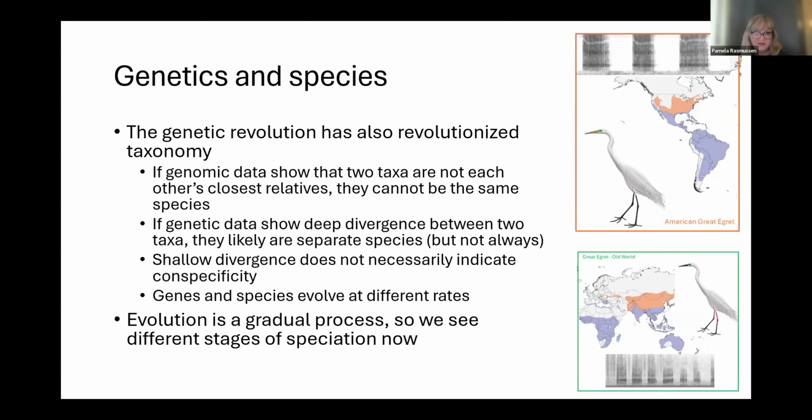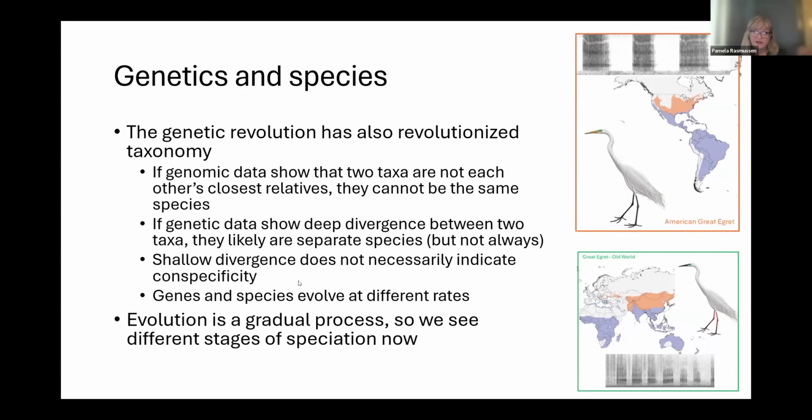And what we can say, though, is that if genomic data show that two taxa are not as closely related to each other as they are to another taxon, they cannot be the same species. That's a basic fact of how we can interpret genetics. We can also say that in most cases, if we have deep genetic divergence between two taxa, they are probably, but not certainly, separate species. So we need to look at those data in combination with other kinds of data.